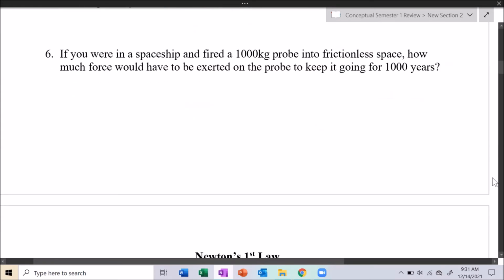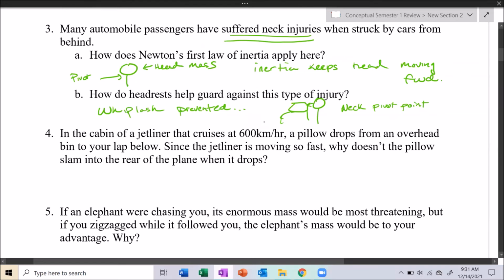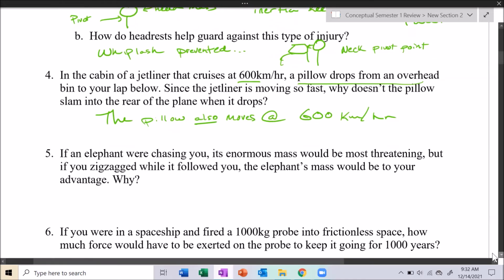Let's say you're on a plane and the plane's going 600 kilometers per hour. Well, you are going 600 kilometers per hour too because you're on the plane. The pillow in the plane is going 600 kilometers per hour. The luggage in the overhead compartment is going 600 kilometers per hour. It's all like a system. So if the pillow fell from the overhead compartment, it's not going to suddenly fly backwards because it's already going 600 kilometers per hour. This is Newton's first law. The pillow has inertia. It wants to keep moving at the same speed and direction that it already has been going.